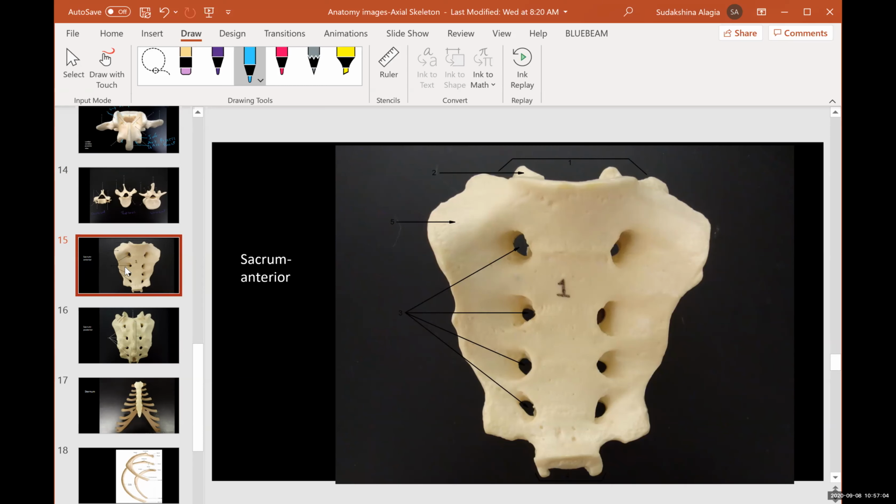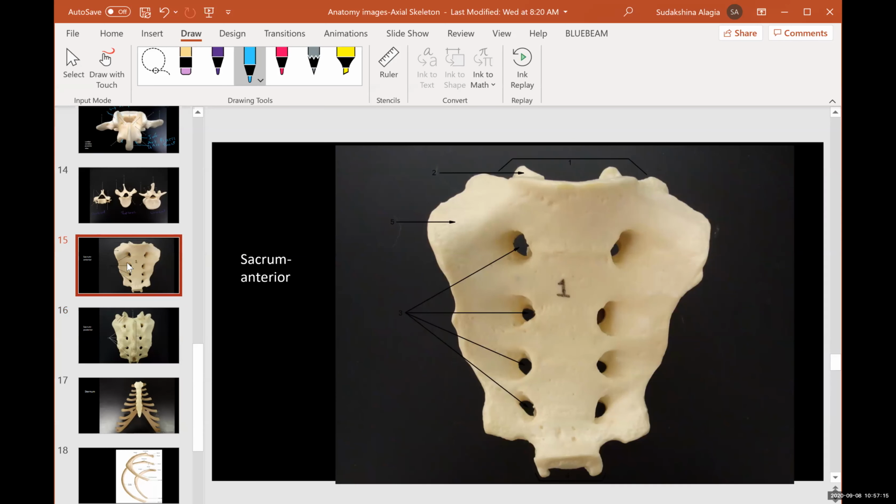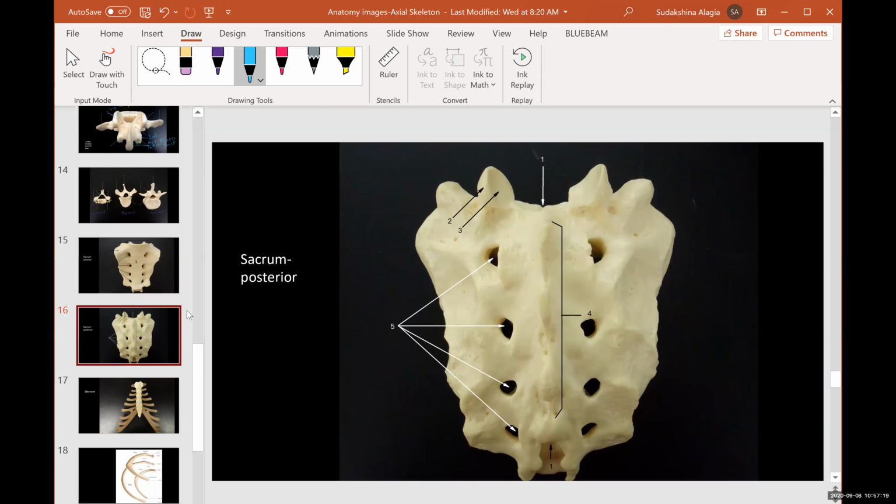Okay, sacrum, I just have apex and base. So sacrum is pretty obvious looking vertebra. Anterior view, posterior view, that's what that curve, sacral curve is. I only have base and apex.